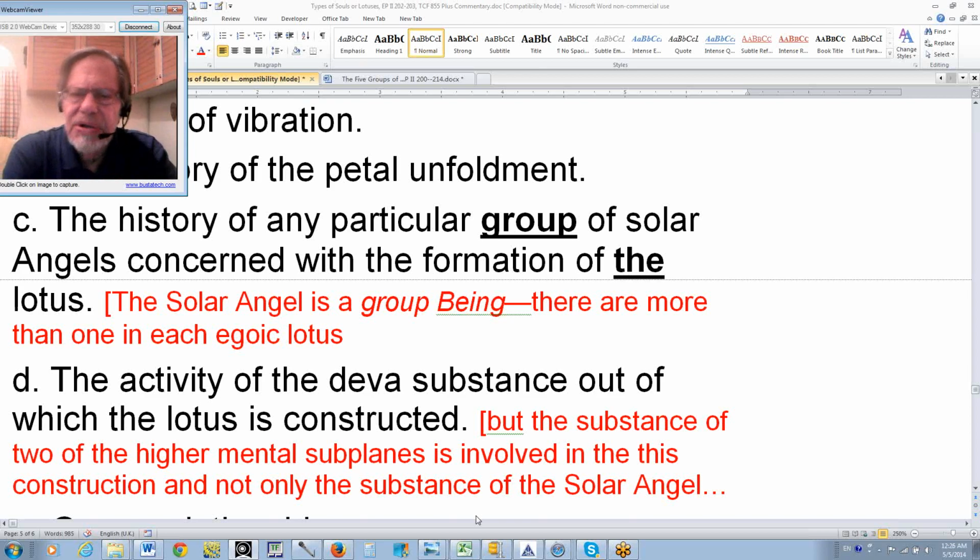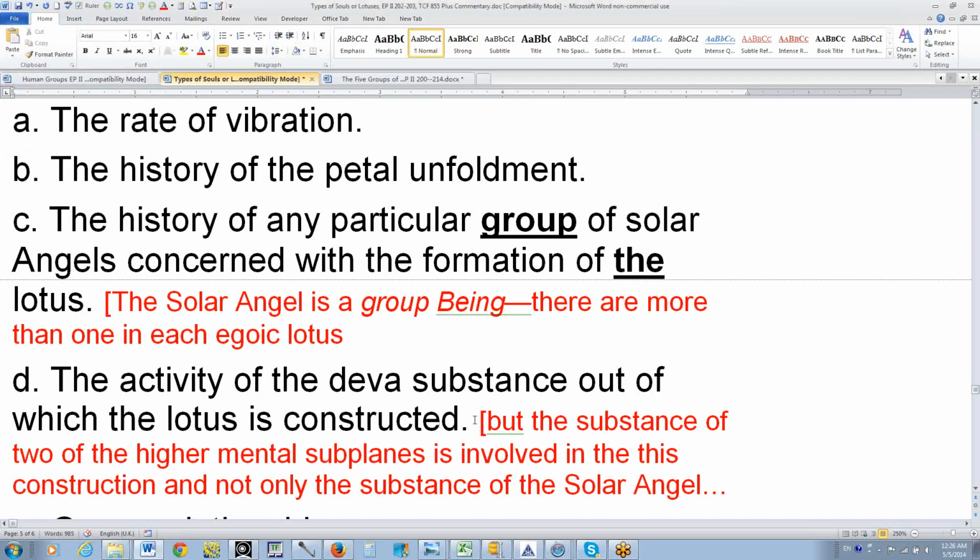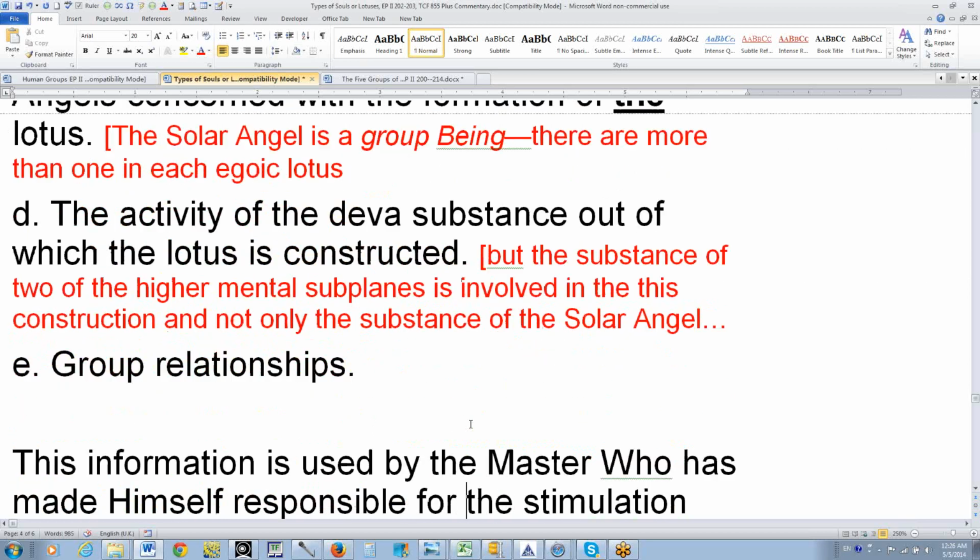The solar angel, as a substanding entity, returns to the heart of the sun, and maybe some of them to the central spiritual sun, and the substance of the higher mental planes, which has been conditioned in a certain way, returns to its own reservoir. And also the elementals, which consist of this minute Deva substance, are ready to move on into another category of impression, and will be on their way toward maybe entering the animal kingdom.